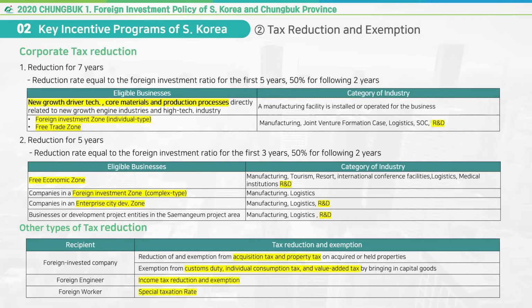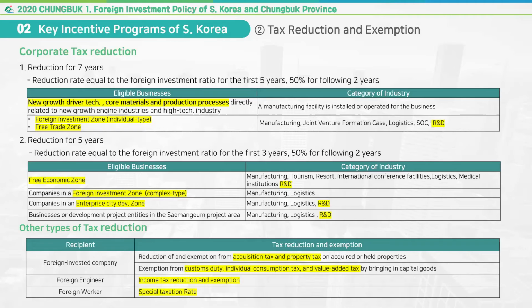There are several types of tax reduction and exemption programs. For the 7-year reduction program, tax is exempted by 100% for the first 5 years and reduced by 50% for the following 2 years. The eligibility is to invest in preferred industries such as new growth drivers, technology, and established firms in some designated location. The second is a 5-year reduction program, of which the tax is exempted by 100% for the first 3 years and reduced by 50% for the following 2 years.